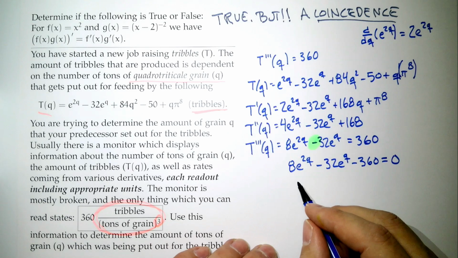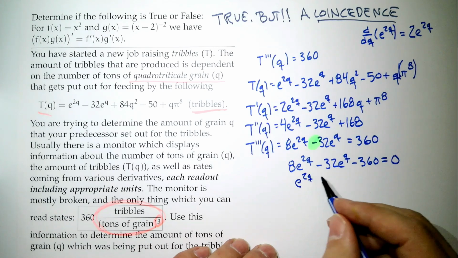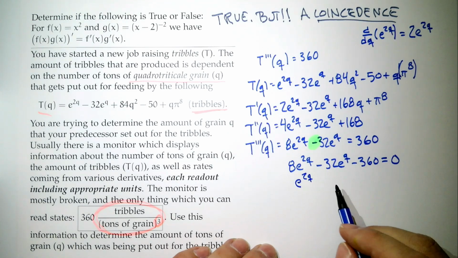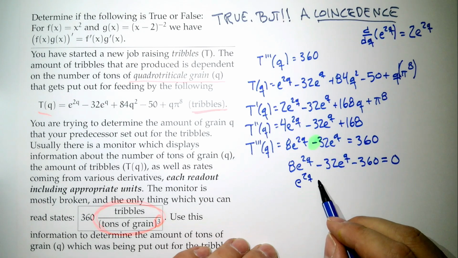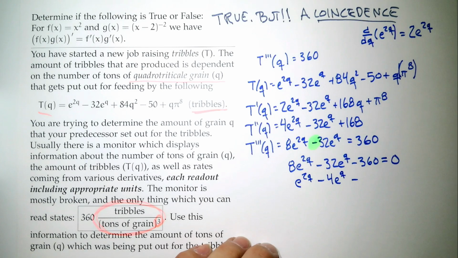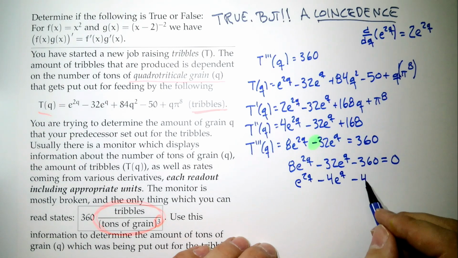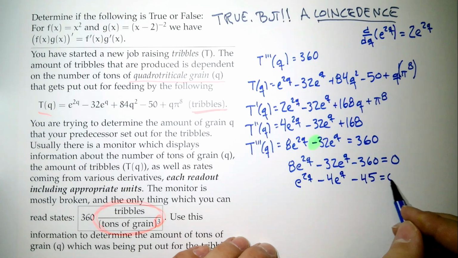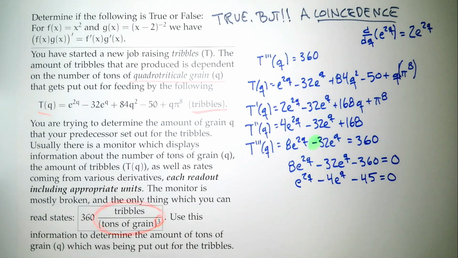All right, someone said divide by 8. Well, let's see what happens. That's e to the 2q. 32 divided by 8 is 4. And 360 divided by 8 is 45. Okay, that's good.